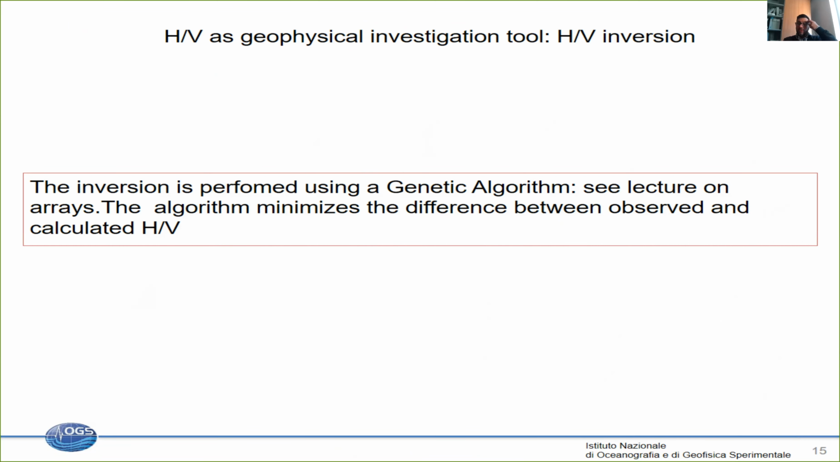So now we know how to generate a theoretical H over V, and we saw that considering both Love waves and Rayleigh waves and higher modes, we can reasonably fit the observed ones. Then we could also try to use it in an inversion procedure. In principle, we can make an inversion. I indicate here, for example, a genetic algorithm as a nonlinear inversion tool that is minimizing the difference between the observed H over V and the calculated H over V. So we can minimize this difference until we find the best model that is able to reproduce the H over V.